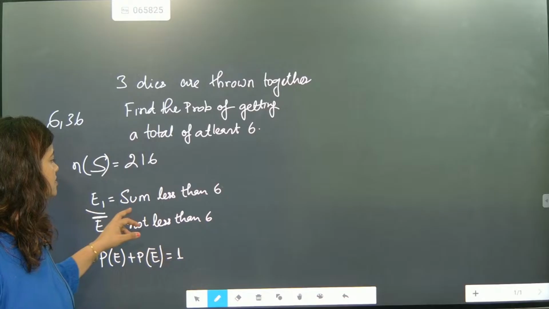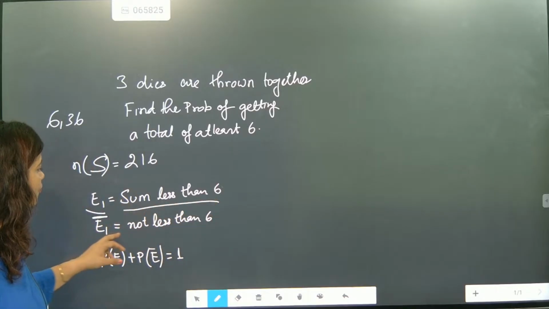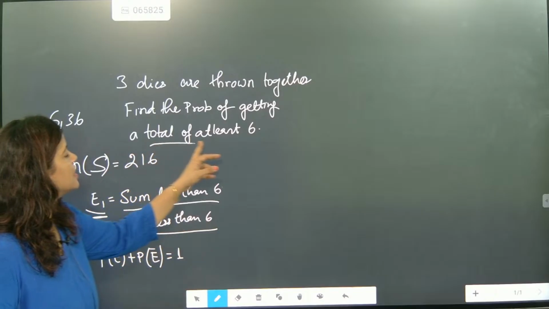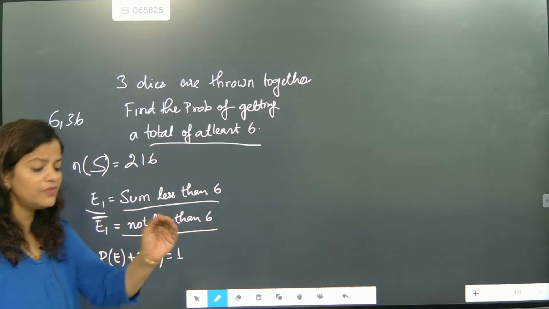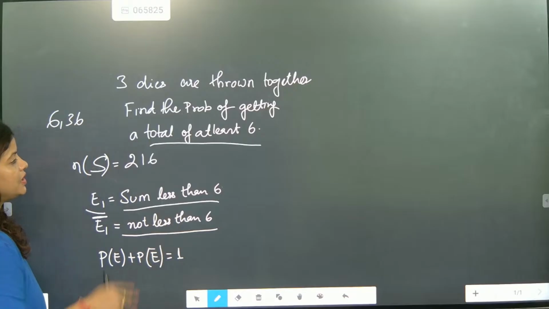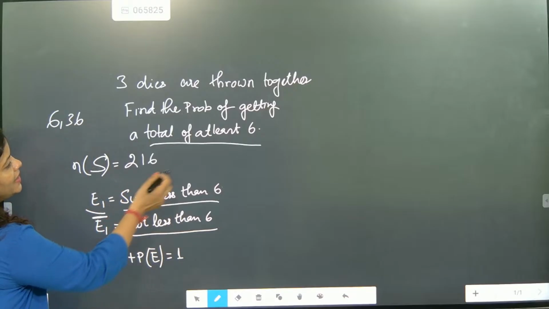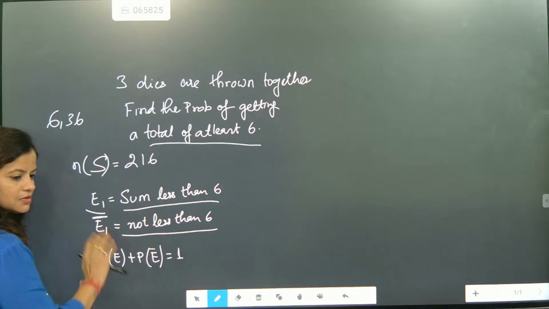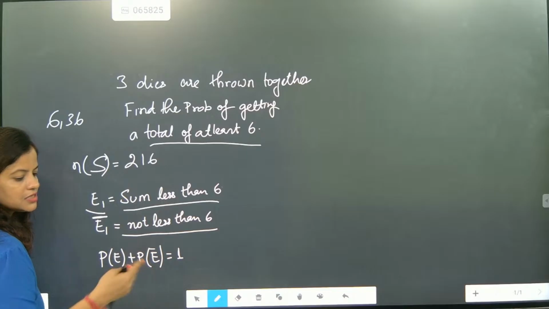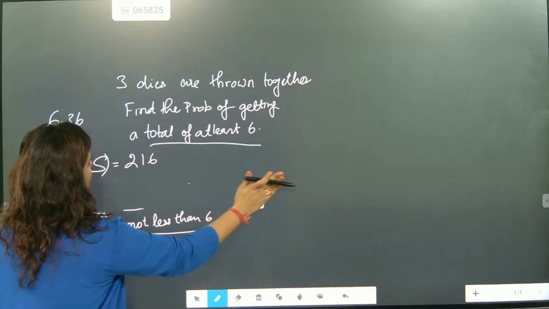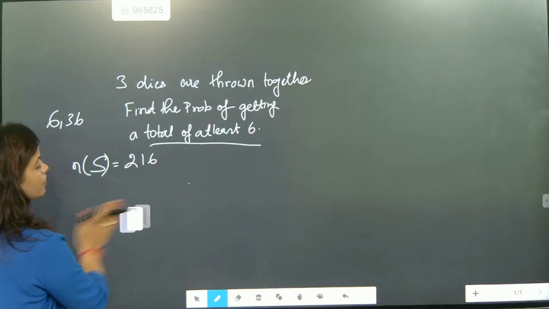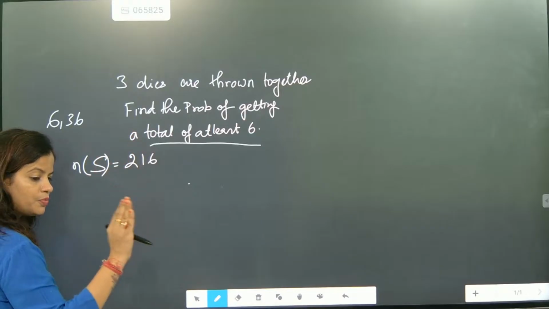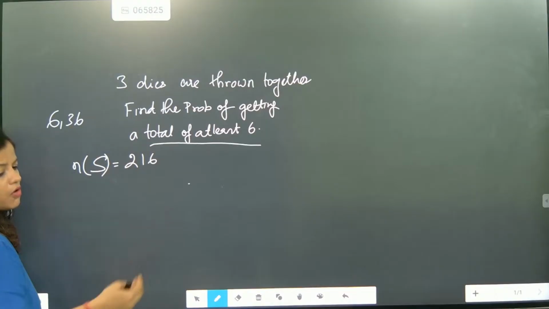So here E1 is sum less than 6. But we have to find not less than 6, because they said at least 6. So which one do we have to find? The statement should be according to your priority. You can write sum at least 6, sum not at least 6, because the event is like that. I'm just changing the statement. The content is not going to be important, like what you are writing. The question should flow according to your thought.